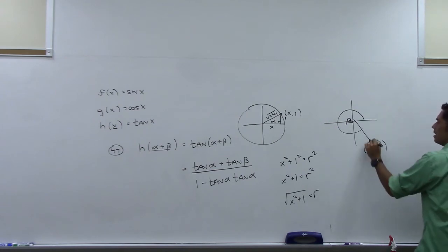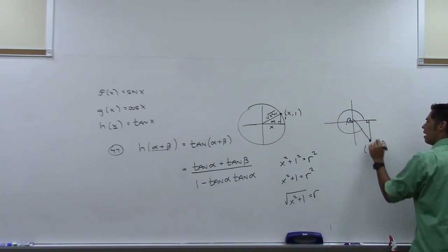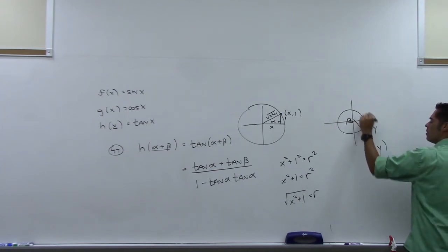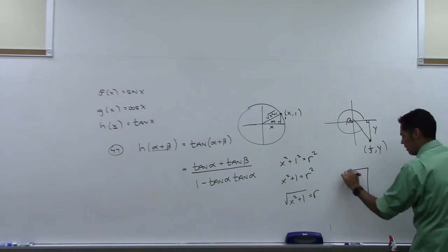We can do the same thing here. Okay, we have a y coordinate here, and this is 1/3. Let me draw that triangle a little different. There we go.